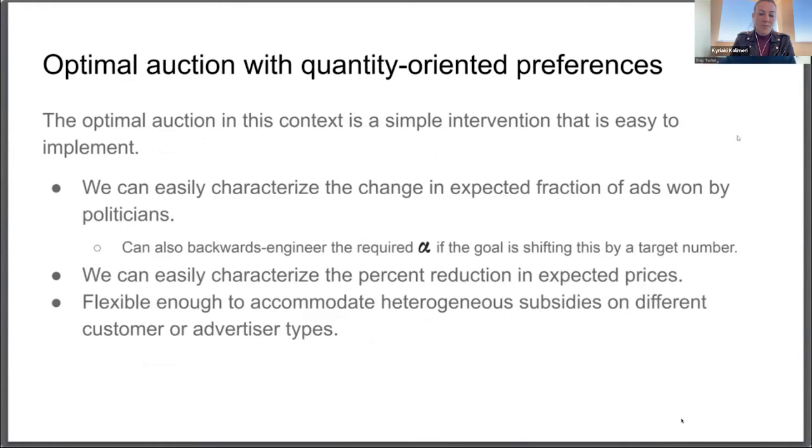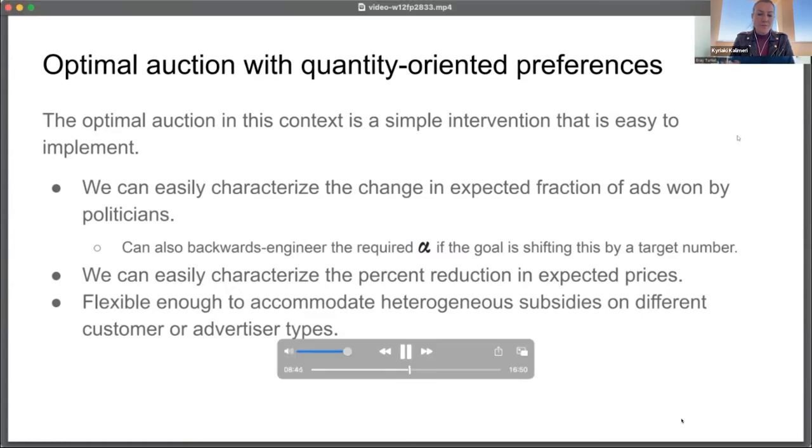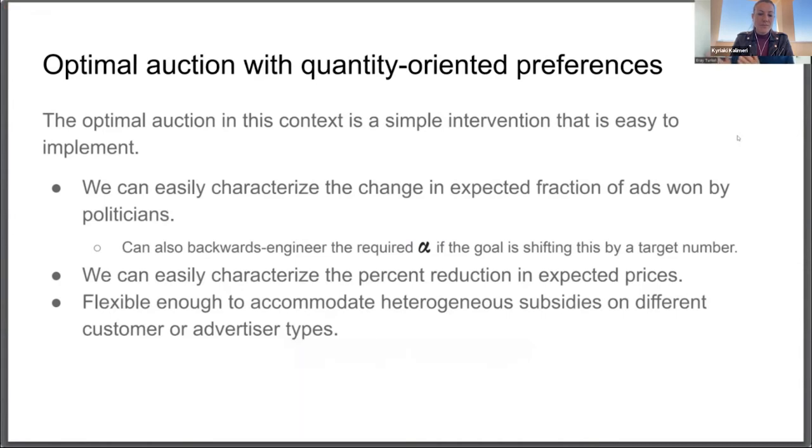We just shift the virtual valuations of the target group we want to help by alpha over 1 minus alpha, and it has many advantages. We can easily characterize the change in expected impressions going to the target group of advertisers we're trying to help. If we have a goal of increasing the amount of ads going to our politicians by X percent, we can backwards engineer what the required alpha weight is in the optimization problem and the subsidy. And we can easily also characterize the percent reduction in expected prices if we know the distribution of bids.